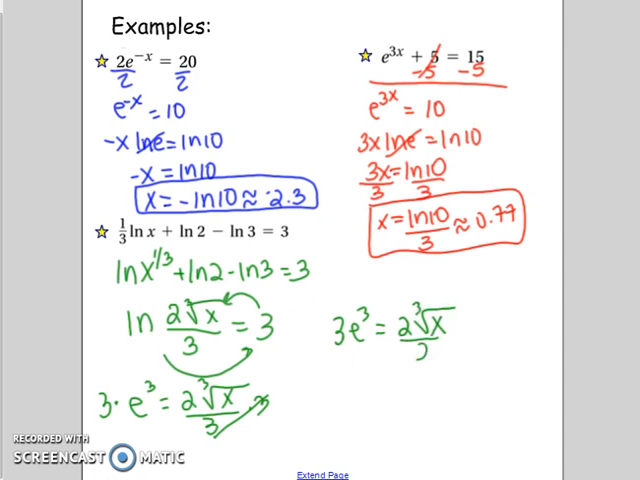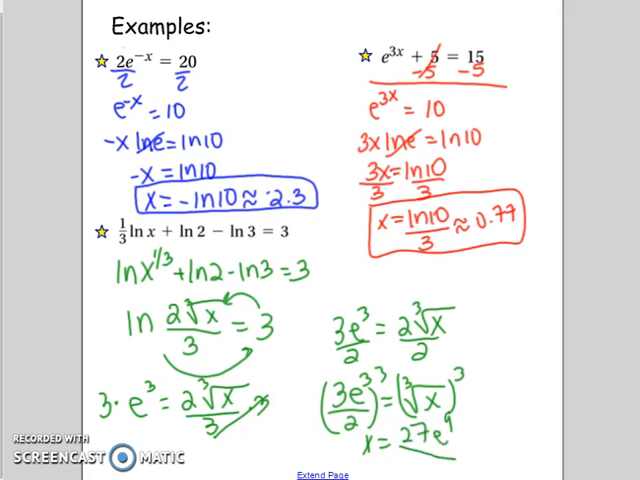And then we're going to divide by 2. So I have 3e cubed over 2 equals cubed root of x. And then we're going to raise each side to the 3rd. So I end up with my exact answer is x equals 27, because 3 cubed is going to give us 27. This is going to be e to the 9th. And then 2 cubed is going to give us 8. So we have 27 e to the 9th over 8. And if we approximate it, it's going to be about 27,347.91.